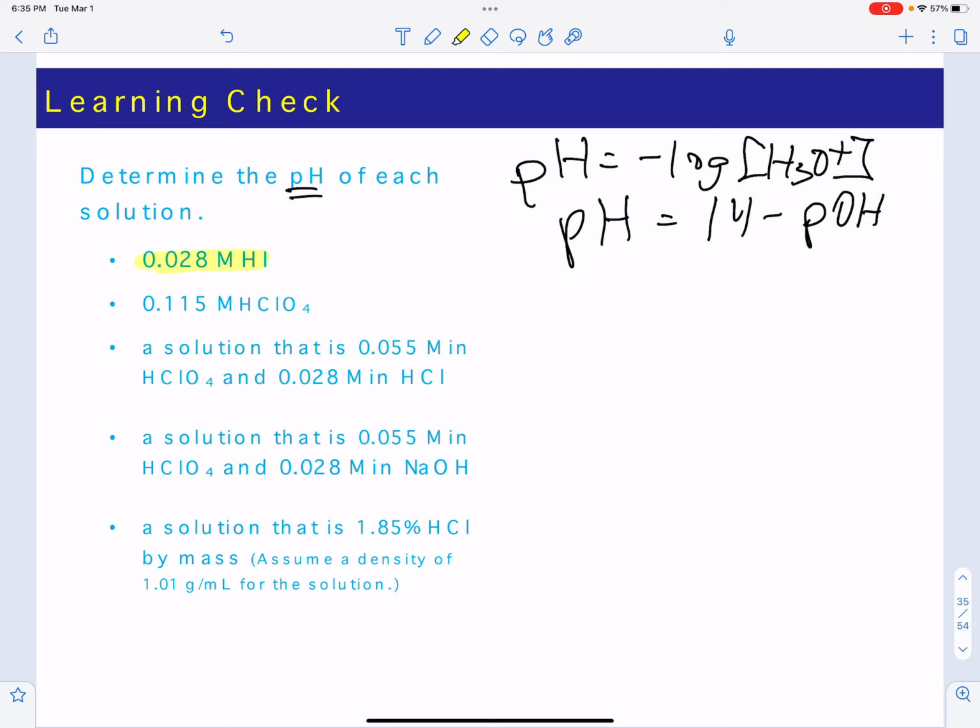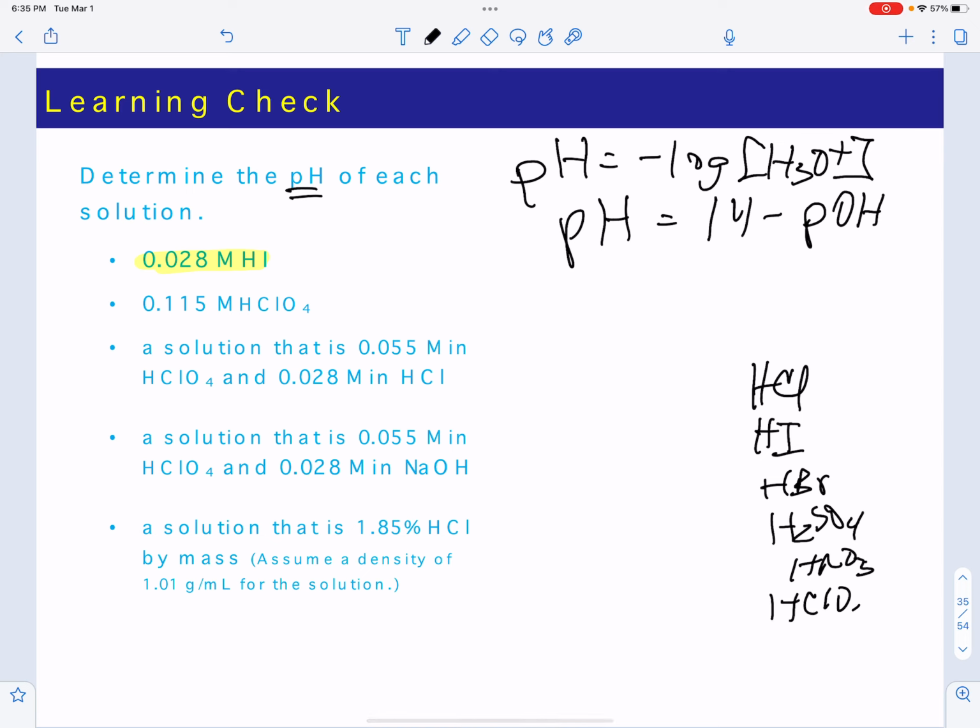And the first thing you have to do is realize what you're dealing with. So we have 0.028 molar hydroiodic acid. And then you have to remember this: HCl, HI, HBr, H2SO4, HNO3, HClO4, and HClO3 are my strong acids.